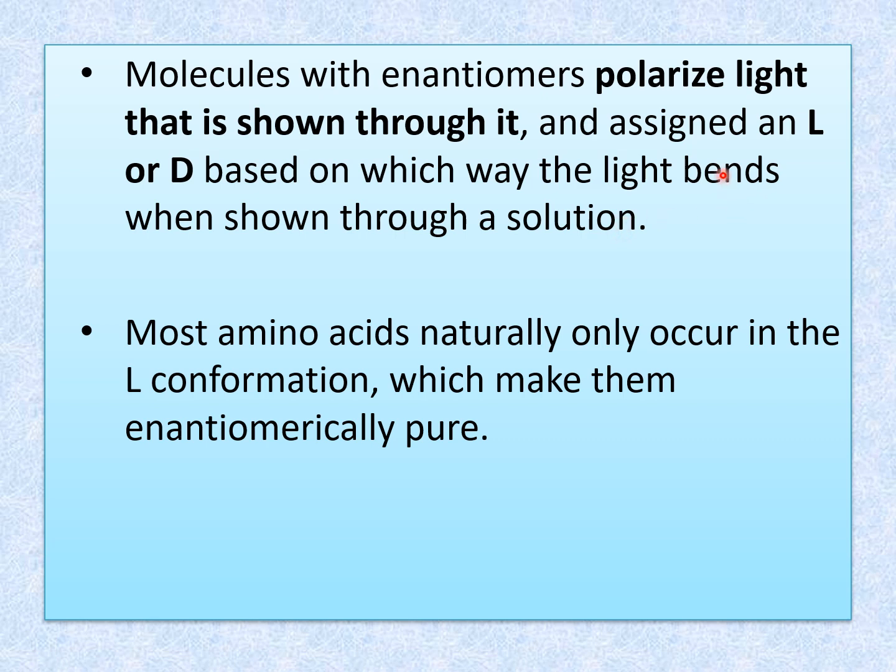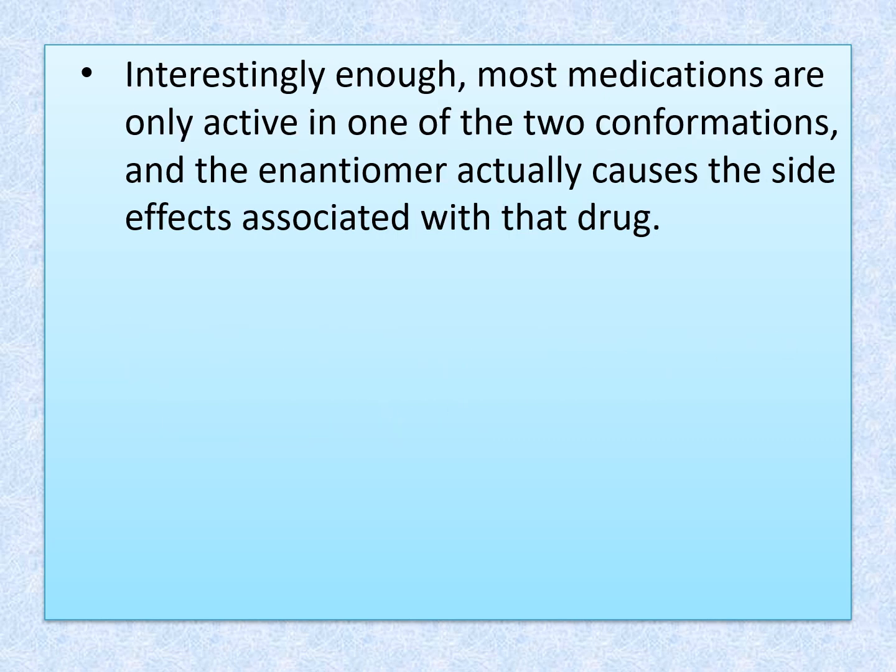Molecules with enantiomers polarize light that is shone through them, and they can be assigned an L or D based on which way the light bends when shone through a solution. Most amino acids naturally only occur in the L conformation, which makes them enantiomerically pure. So take note, most amino acids are in their L form. Interestingly enough, most medications are only active in one of the two conformations, and the other enantiomer actually causes the side effects associated with that drug.